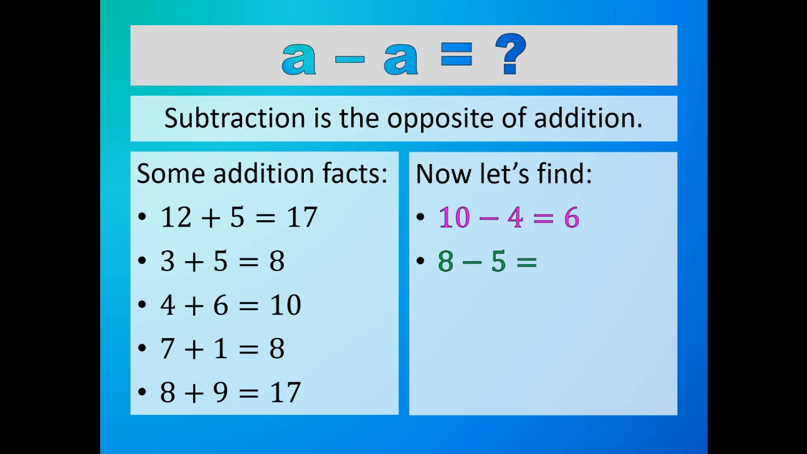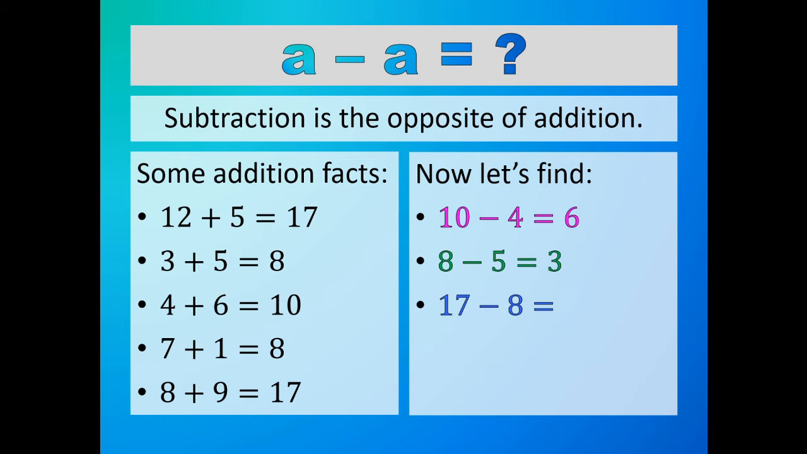Let's find now 8 minus 5. So we want the sum to be 8. So that could be either the second row or the fourth row. But we also want one of the numbers being added to be 5. Out of the second and the fourth row, the only one that has one of the numbers being added 5 is the second row. So we have to use the second row for this. And here's the 8 of the sum, and here's 5 of the number being added, and the other number being added is 3. So 8 minus 5 is equal to 3.